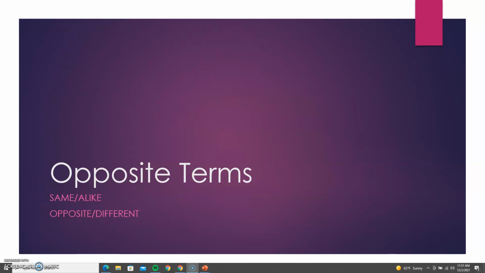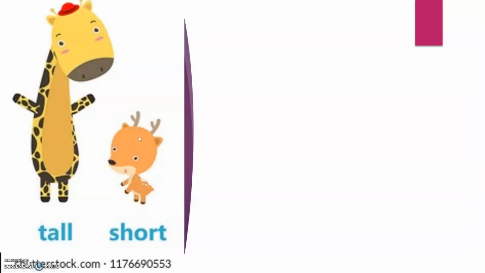On this first slide, it says that same and alike are the opposite of opposite and different. See how easy opposites are? So, I have created this slideshow to give you examples of things that are opposite and things that are the same. Here we have a giraffe and a deer.